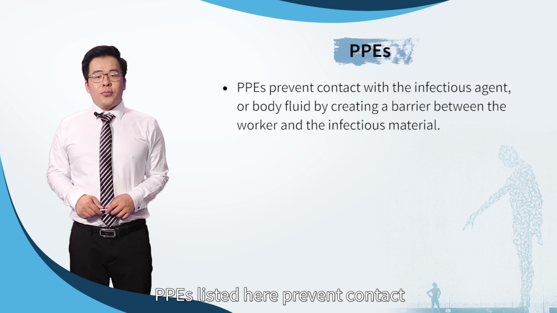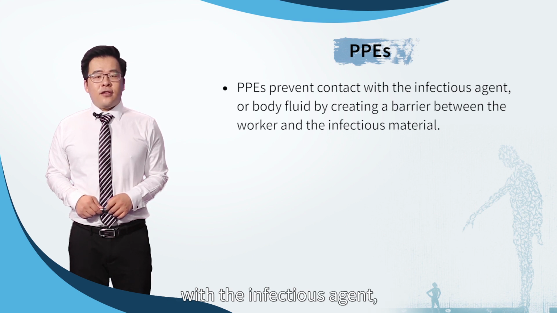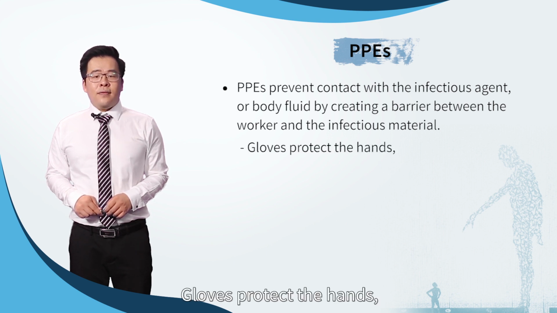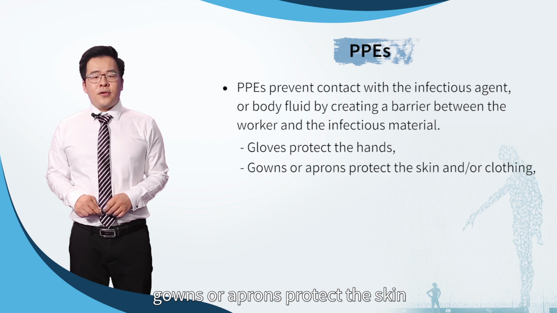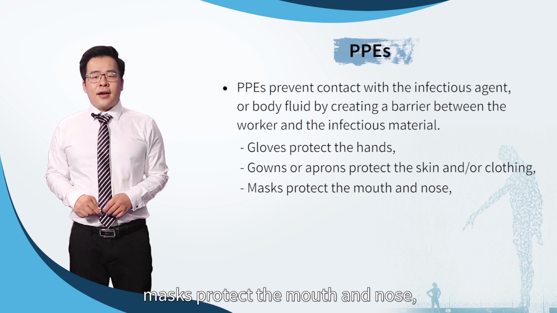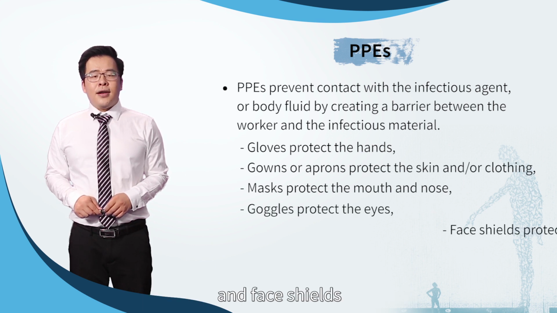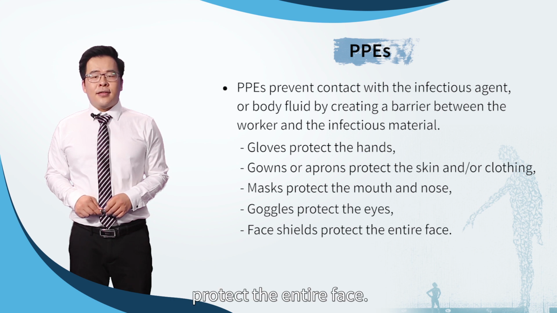The PPE listed here prevents contact with the infectious agent or body fluid that may contain infectious organisms by creating a barrier between the worker and the infectious material. Gloves protect the hands. Gowns or aprons protect the skin and/or clothing. Masks protect the mouth and nose. Goggles protect the eyes. And face shields protect the entire face.